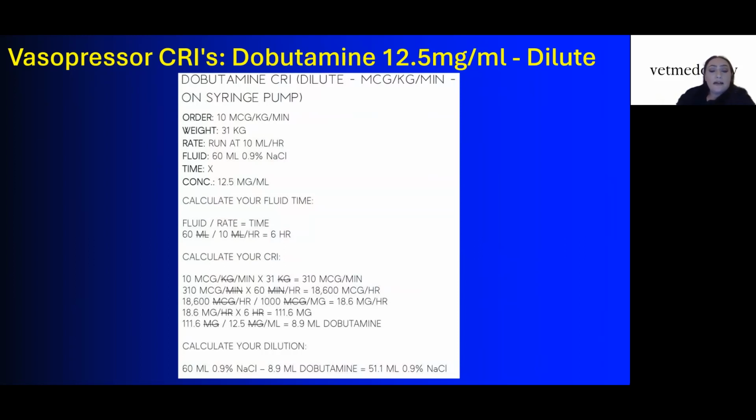18.6 milligrams an hour times 6 hours equals 111.6 milligrams. 111.6 milligrams divided by 12.5 mgs per mil equals 8.9 mils dobutamine. So calculate your dilution. 60 mils minus 8.9 mils dobutamine means that you're going to have a 51.1 mil amount of diluent.